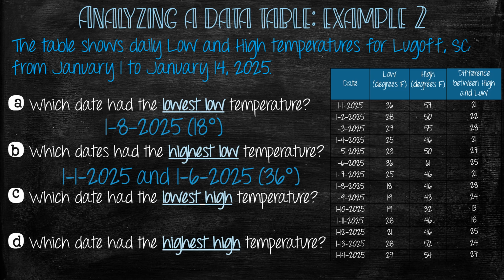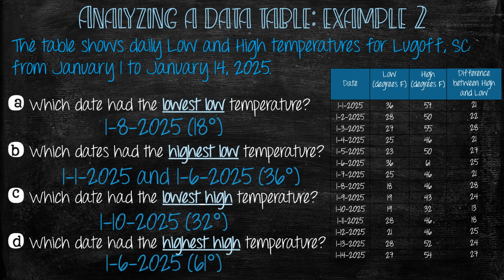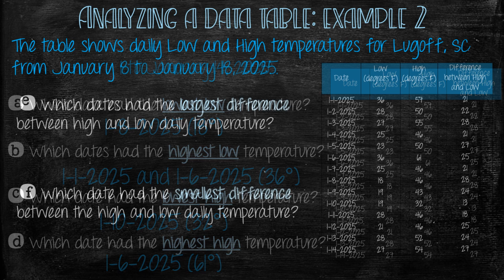Which day had the lowest high temperature? So the next column over there, we're looking for the smallest number, and it looks like January 10th with 32 degrees. Now you want the highest high temperature. And it doesn't say plural, so there's got to be just one that is the highest, and that happened on January 6th of 2025, 61 degrees.